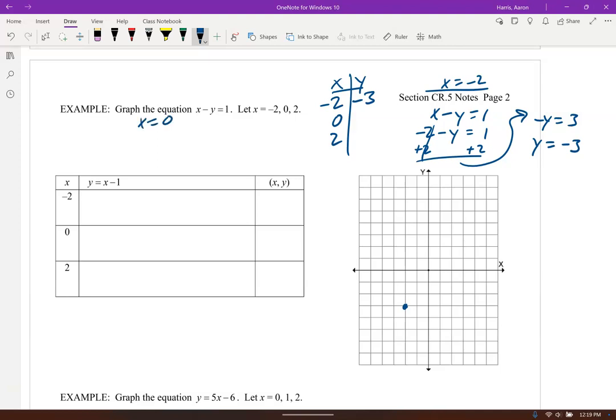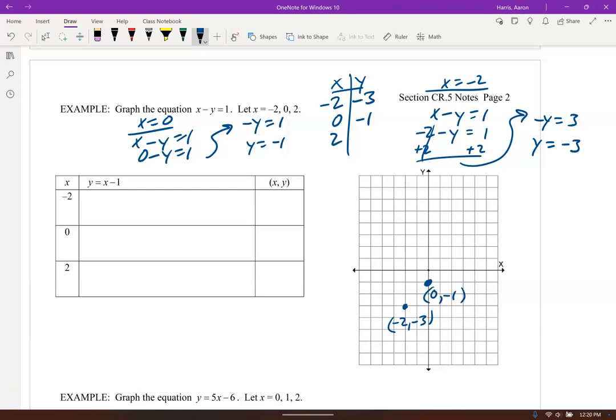There's our first point. Now we're going to let x be 0. So if we let x be 0 in this equation, 0 minus y equals 1. Well, 0 minus y is just -y. Divide by -1. y ends up being -1. So I do not go right or left, but then I drop down 1. I have the point 0, -1. Here's our point -2, -3. This is the point 0, -1.